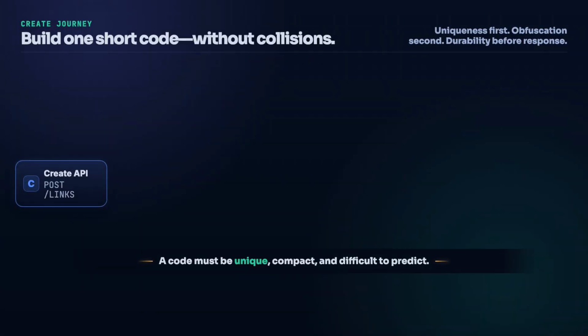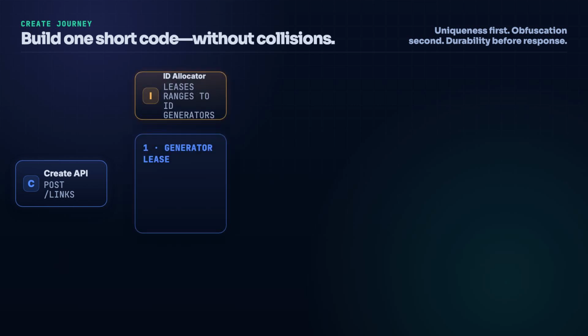Now, create one short link. We need a compact code that stays unique while many generator nodes create links in several regions. Instead of contacting one central service for every link, a small ID allocator occasionally leases a non-overlapping range to each regional ID generator node. Engineers often call this reserved range a block.